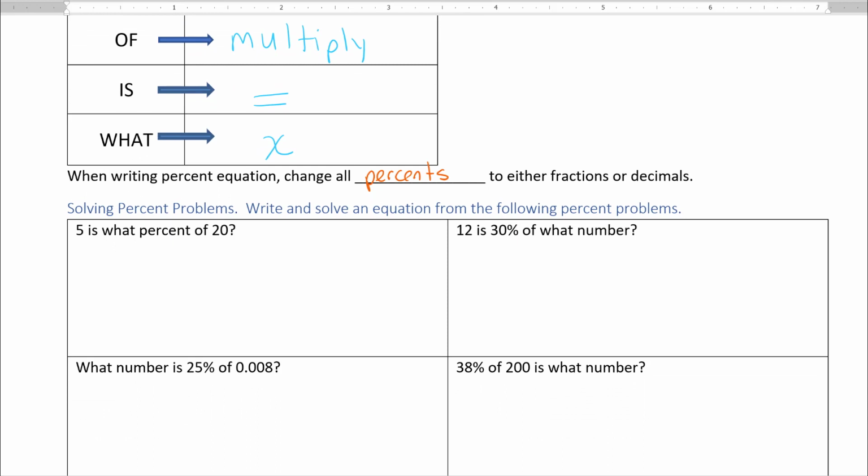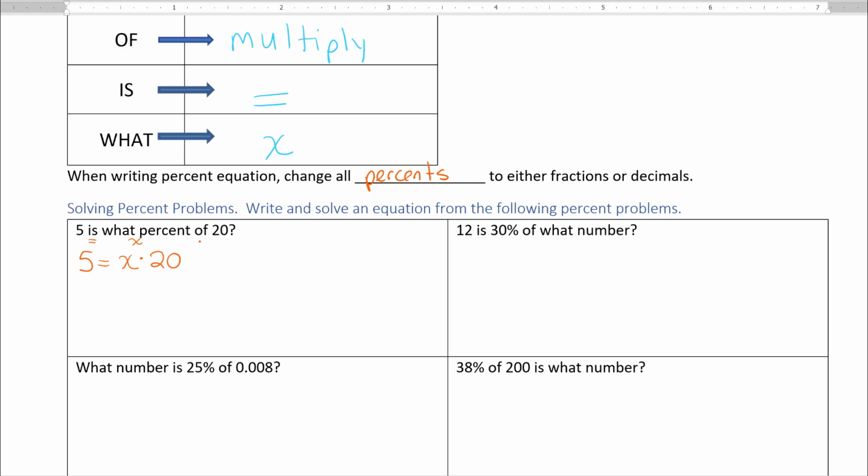So translating this, 5 is going to be a 5. Then you see the word "is," which is going to be equals. What percent? So we are looking for a percent. So my percent is x, "of" means multiply, and 20. So 5 equals what percent, x, of, multiply, 20. Now we have an equation: 5 equals x times 20.